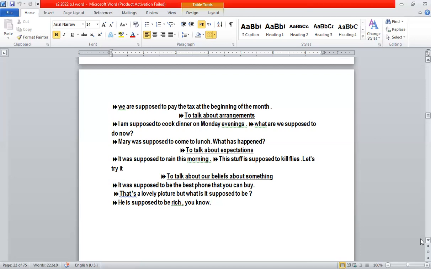This stuff is supposed to kill flies. So this means that I expect or predict that that stuff will kill flies. To talk about our beliefs about something, we use supposed to plus infinitive. For example, it was supposed to be the best phone that you can buy. So this is, I believe that. That's a lovely picture, but what is it supposed to do? But what is it supposed to be? Okay, the same meaning. He's supposed to be rich. So this is, I believe he's rich. This is the meaning here. I can say I believe or I think deeply that he is rich.